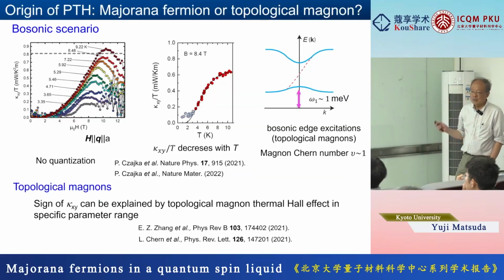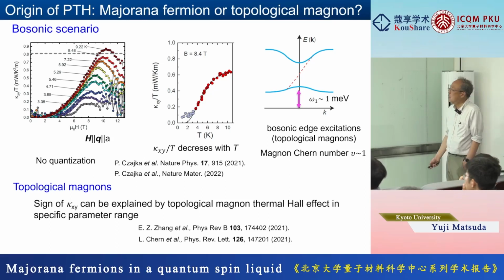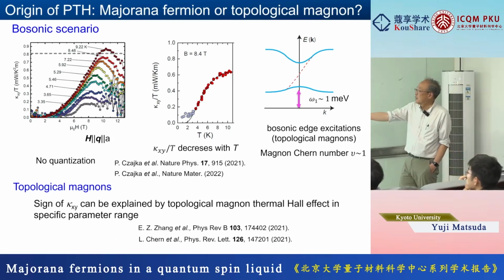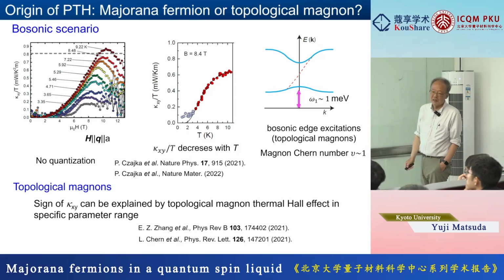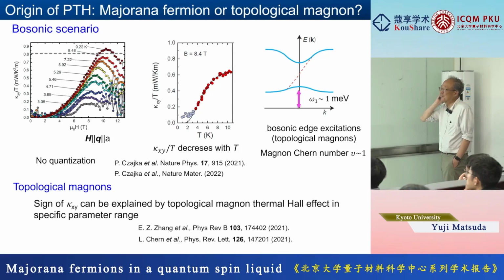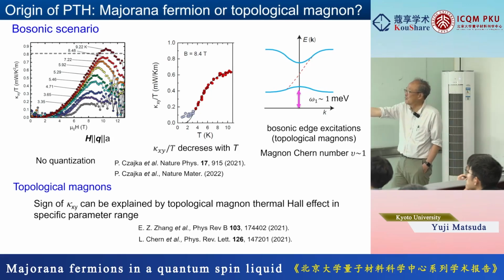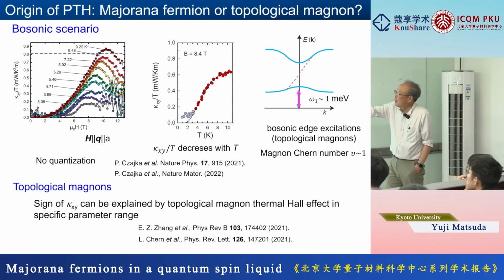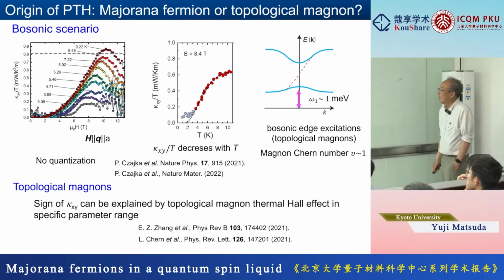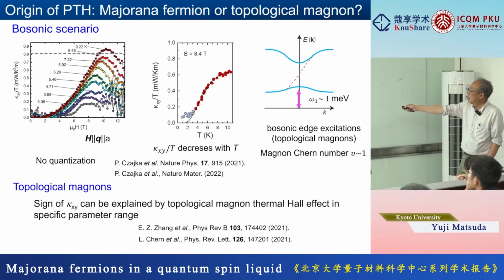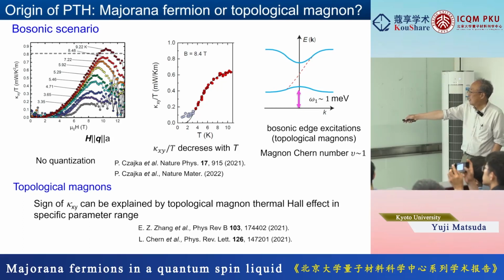So instead, this is their interpretation. They claim the half-quantized thermal Hall effect is accidental. It's very hard to believe that it's accidental. But anyway, they claim the origin of the thermal Hall effect is bosons, not fermions. They predict topological bosonic edge excitations coming from the topological magnon, and the magnon gap is on the order of 1 meV.